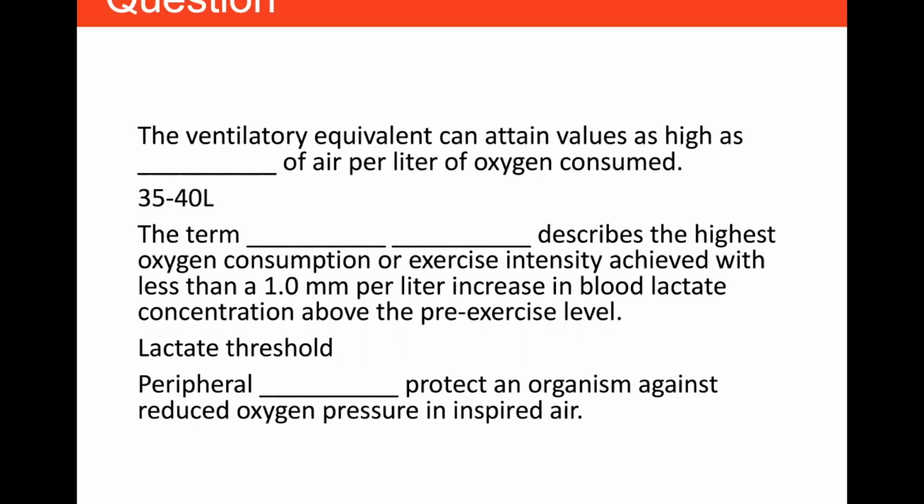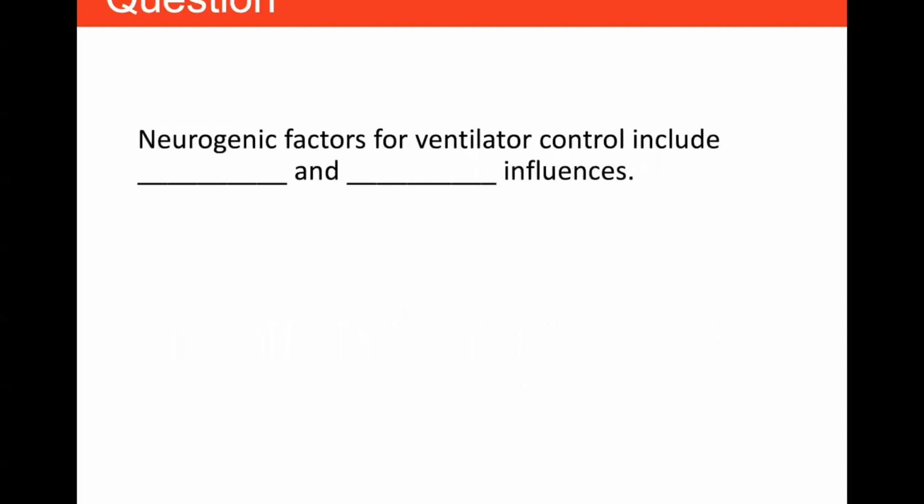Peripheral what protects an organism against reduced oxygen pressure? And those are your chemoreceptors. They're checking to make sure that we maintain adequate oxygenation. And it's mainly doing that by carbon dioxide and H+, but the goal is to get more oxygen.